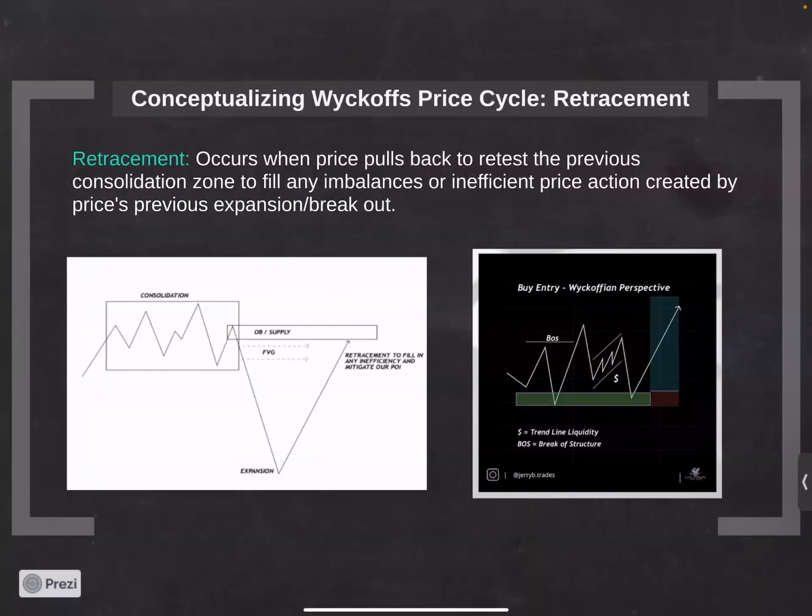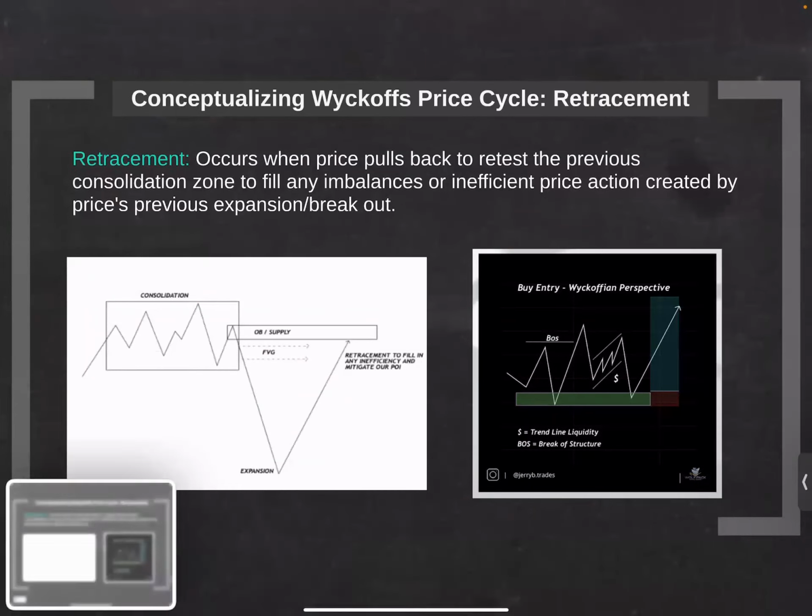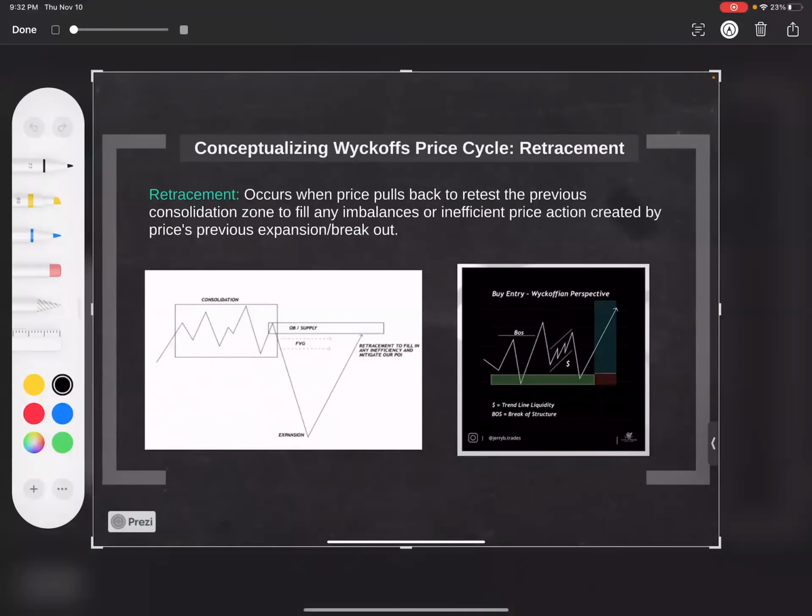All right, so our retracements are going to be pullbacks or retests into a previous consolidation zone. For our bearish scenario, we can see here that the trend has turned bearish.